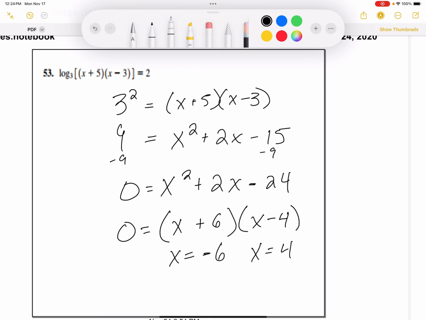So did both of these work out? Let's see. Negative 6 plus 5 is still negative, and negative 6 minus 3 is still negative, and a negative times a negative is a positive, so we're good there. And then 4 plus 5 is positive, and 4 minus 3 is also positive. A positive times a positive gives you a positive. So both of these work out.